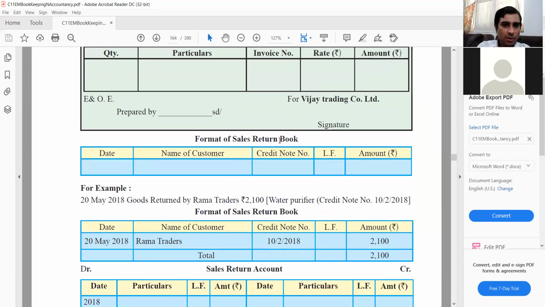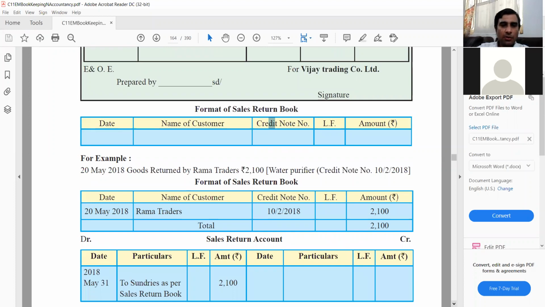Format of sales return book, very simple: date, name of the customer, credit note number, ledger folio. And then there is one solved example. 20th May, goods returned by Rama Traders, 2100. So Rama Traders, credit note number, it looks like a date, but this is the number. You will use this number over here, 2100, and ignore this ledger piece. That is not what we've learned so far.